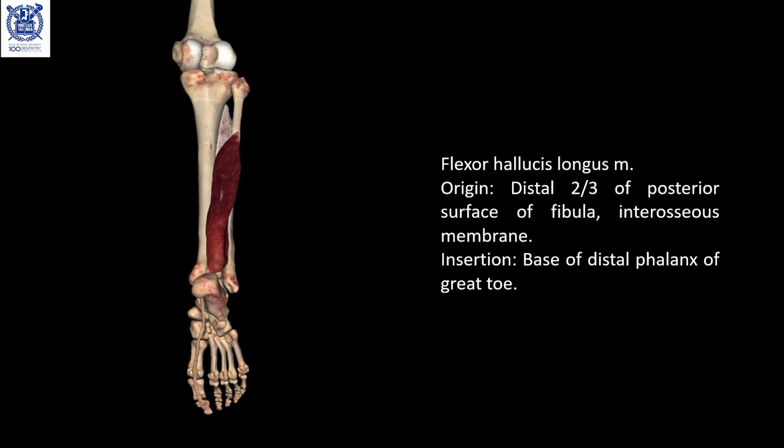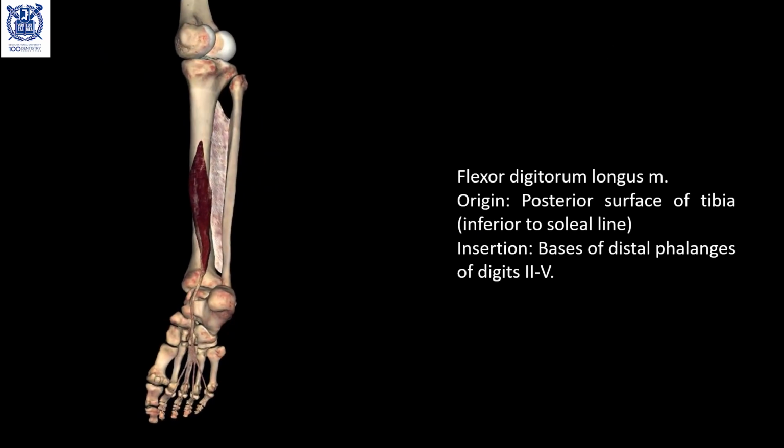Flexor hallucis longus muscle. Origin, distal 2/3 of posterior surface of fibula and interosseous membrane. Insertion, base of distal phalanx of great toe. Flexor digitorum longus muscle. Origin, posterior surface of tibia, inferior to soleal line. Insertion, base of distal phalanx of the second to fifth digits.